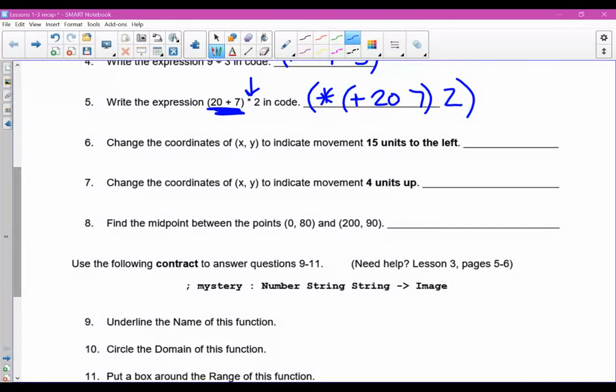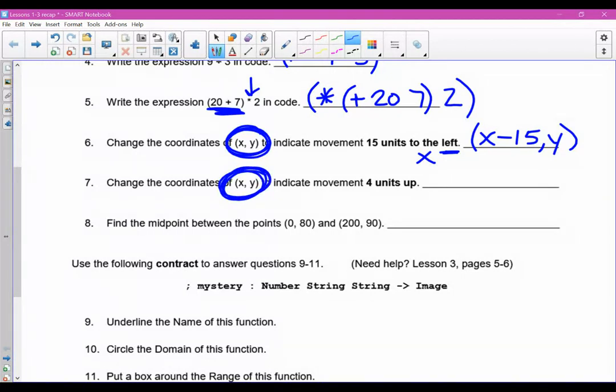Number 6, change the coordinates of x, y to indicate movement 15 units to the left. So if this is my starting coordinate, if I want to move to the left, we change the x value. And if we're moving to the left, that means I have to make it negative. So this is going to be x minus 15, comma y. We don't change the y value. Number 7, we're still starting with x, y, but now I want to move 4 units up. So that's the y value we're changing. So this is going to be x, comma, y plus 4.